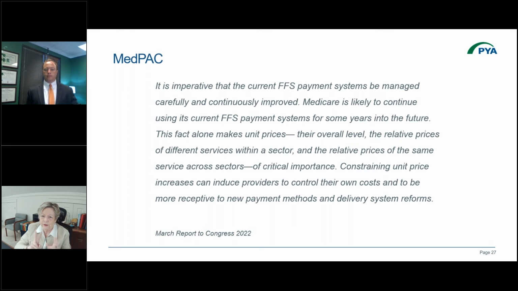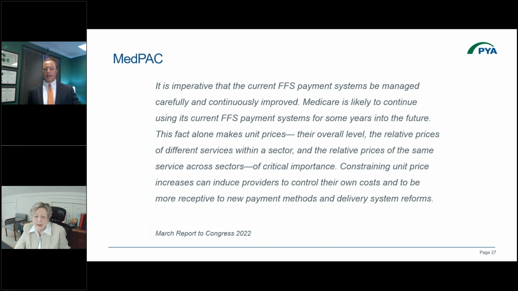Think outliers, and what your charge is for a claim that becomes an outlier. This fact alone makes unit prices, their overall level, the relative prices of different services within a sector, and the relative prices of the same service across sectors of critical importance. Constraining unit price increases can induce providers to control their own costs and to be more receptive to new payment models and delivery system reforms.